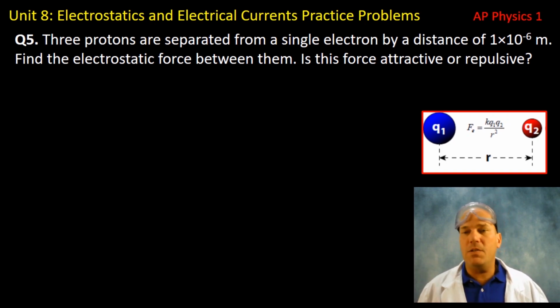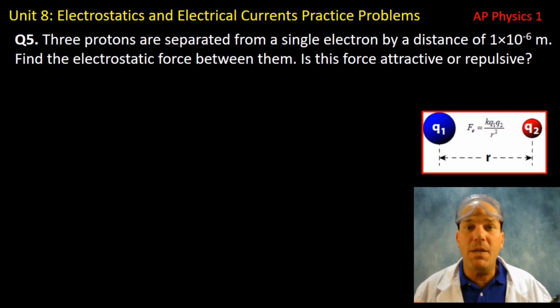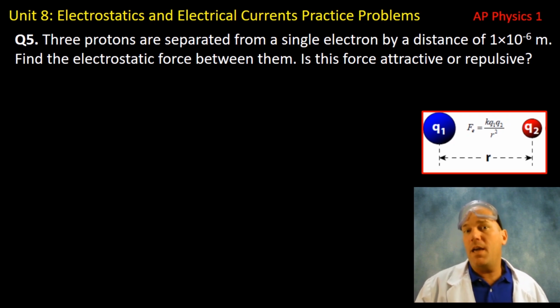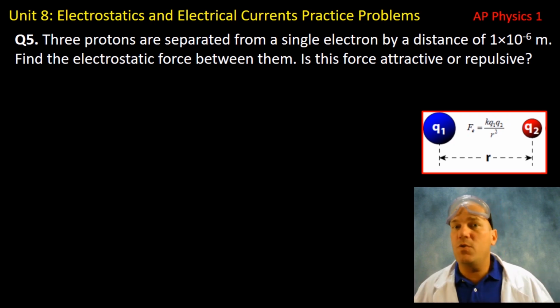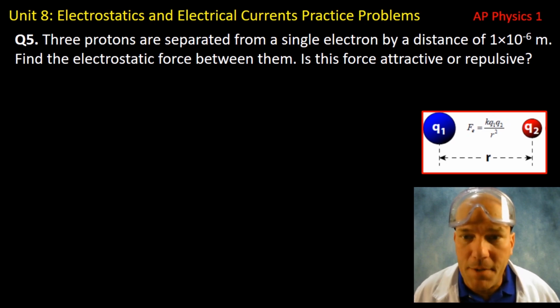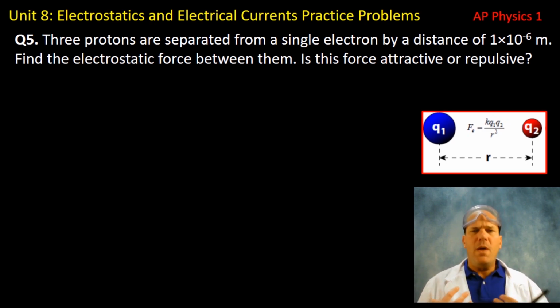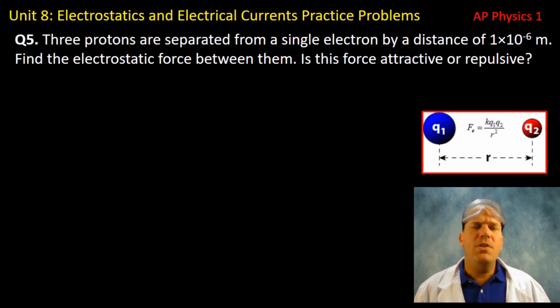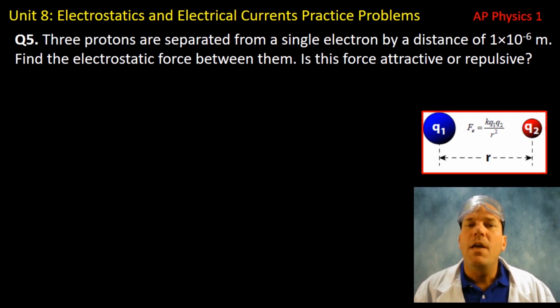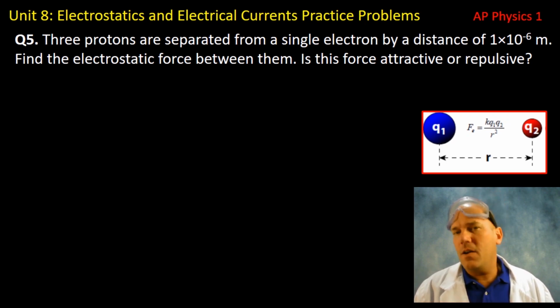And so you need to understand that the electrostatic force can be either positive or negative. So it can be either a repulsive or an attractive force. So here we have 3 protons and they are separated from an electron. So that in itself, you should see, well, from chemistry that that's an attractive force, that those are going to come together. So in this problem, we should end up with a negative sign in our answer.